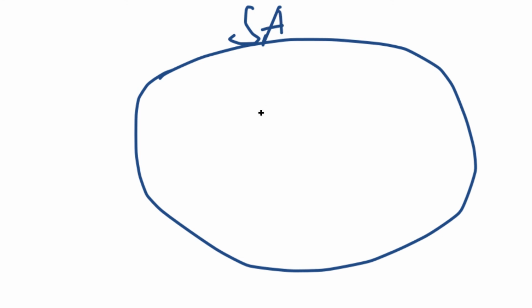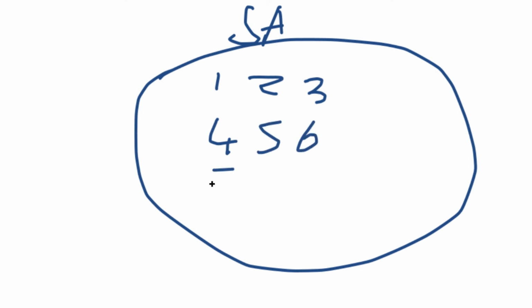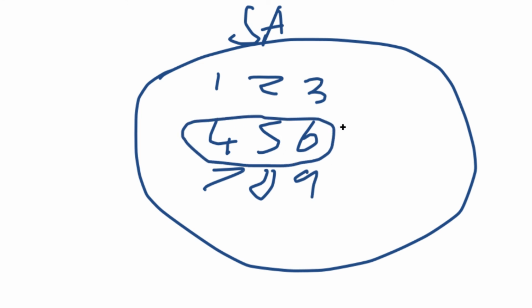So this is set A, and it has the numbers 1, 2, 3, 4, 5, 6, 7, 8, 9. Then you can think of this right here as set B. So let me just change the color to set B. And set B is inside of set A, so we can say it is a subset. So this is a subset of set A.